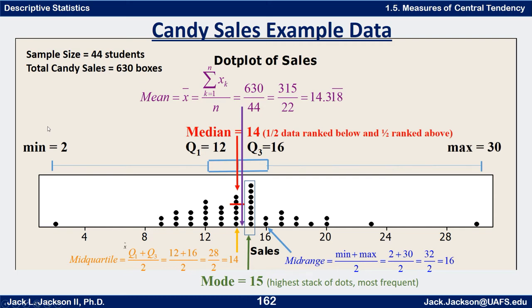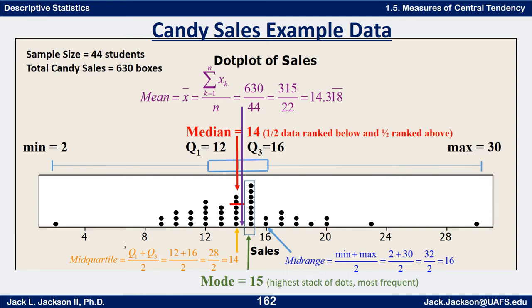Divide that by 44, which is the total number of kids, and it's a reduced fraction. That's 315 over 22. In other words, 14.3181818181818 with the 18 repeating forever. So on average, how much did the kids sell? Well, if you took the total 630 boxes and spread it out evenly so that every kid sold the same amount, each kid would be selling just over 14 boxes.